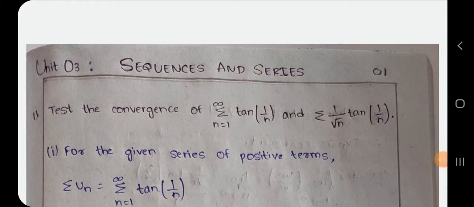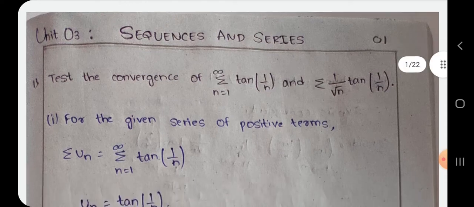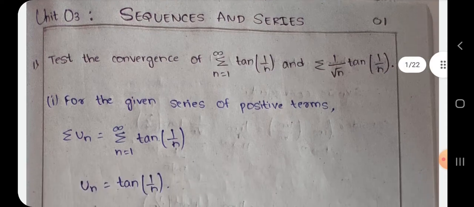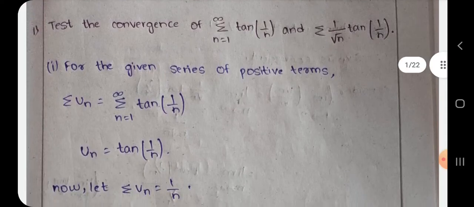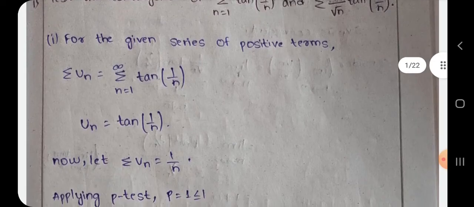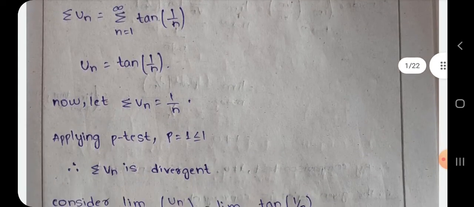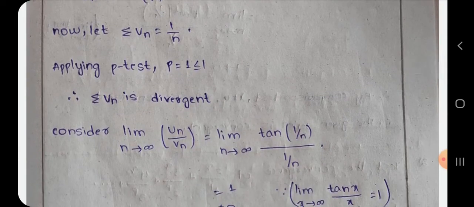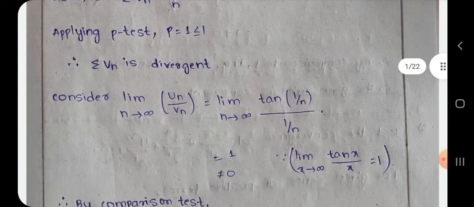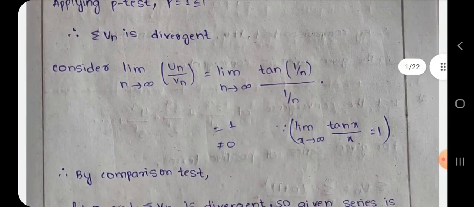Now let us focus on the key or solutions of unit number 3, sequence and series. Once again, I am giving you the first problem, and it consists of 2 bits. So tan of 1 by n: in order to verify the convergence, you take the general term. Even though vn is not given, you take it as 1 by n, and on applying the p test, p is equal to 1, less than or equal to 1, it is divergent. So you apply the limit of un by vn and apply the comparison test.